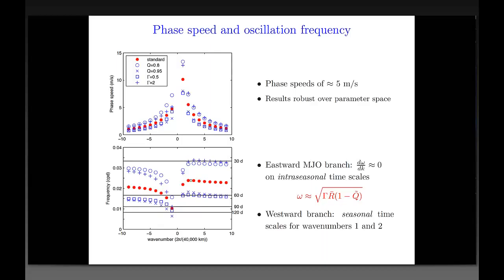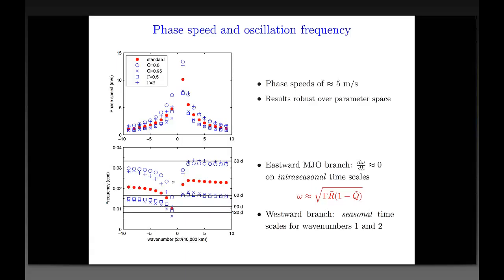Furthermore, you can show that this MJO frequency is related to these model parameters: the gamma from the convective parametrization, the radiative cooling rate, and this non-dimensional buoyancy frequency, and Q tilde is that vertical gradient of the moisture. So we have a nice, clean relationship to understand how the parameters affect the MJO frequency.